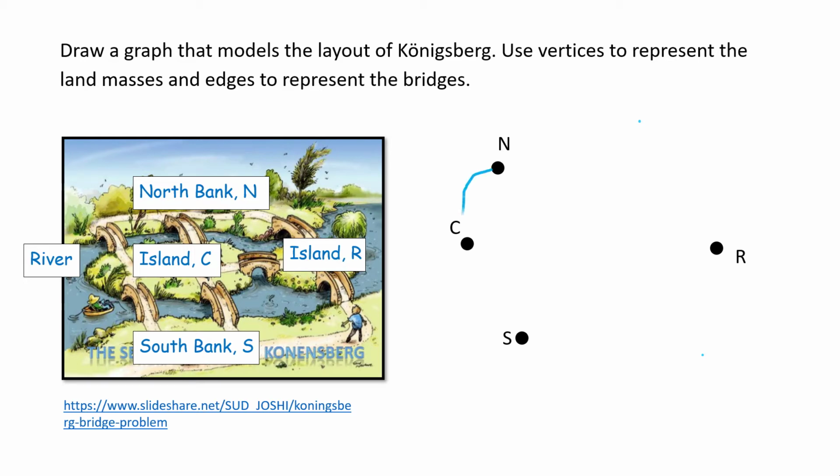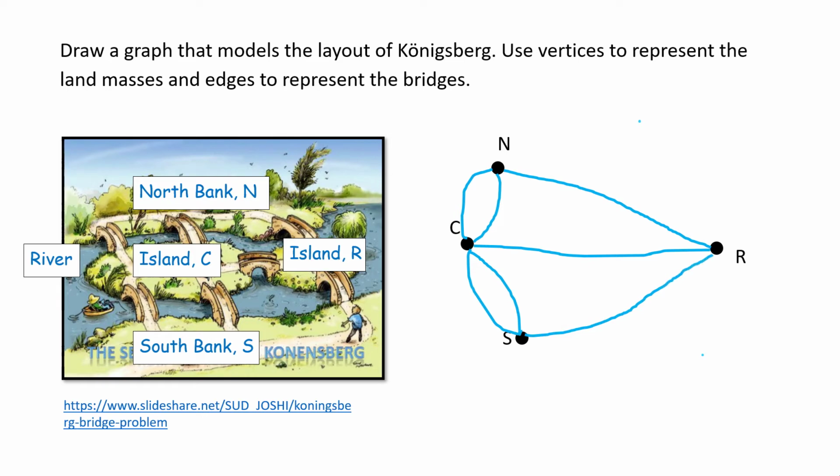We have one from north to the center. In fact, we have 2 bridges connecting the north bank to the center island. You have a bridge or an edge from the center to the south bank, and another bridge that'll take you back to the center. You have a bridge from the center island to the right island. You have a bridge from the north bank to the right island, and you also have a bridge from the south bank to the right island. Here is a graph that models the layout of Königsberg.